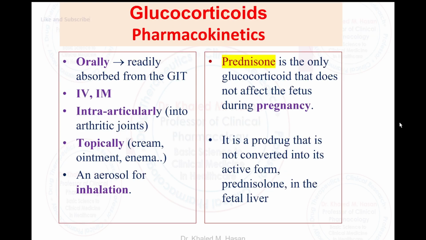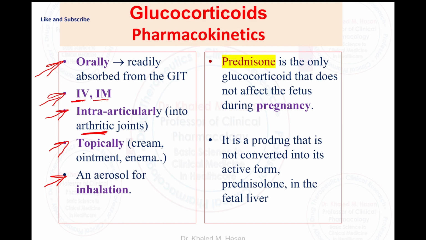Okay, so here we are talking about the pharmacokinetics of glucocorticoids. Glucocorticoid is available in several pharmaceutical forms: oral, IV, intravenous, intramuscular, and it could be injected inside the joints. We call this intra-articular injection. Topical forms include cream, ointment, enema, and an inhaler for patients with asthma. You can see it is available as tablet, ampule, injection, and cream.